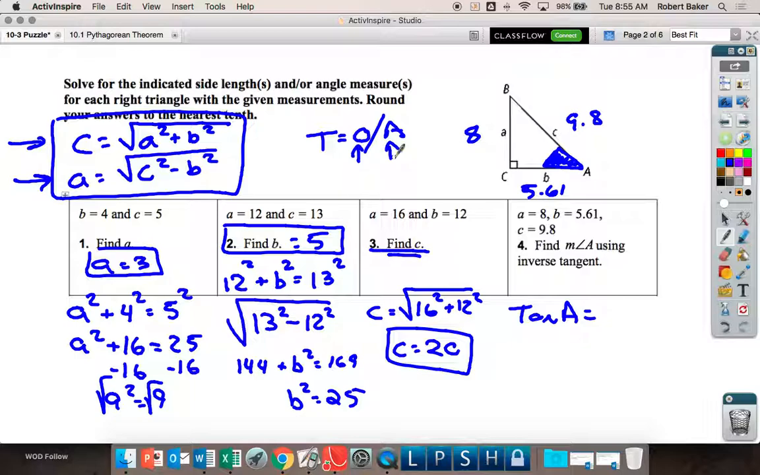What is opposite of A? What number? 8. What is adjacent to A? 5.61. Remember, opposite over adjacent. That is the tangent ratio. Now, if I'm solving for the angle measure, I can't use regular tangent. I have to use the inverse tangent. I have to move tangent over here, and it becomes inverse tangent.